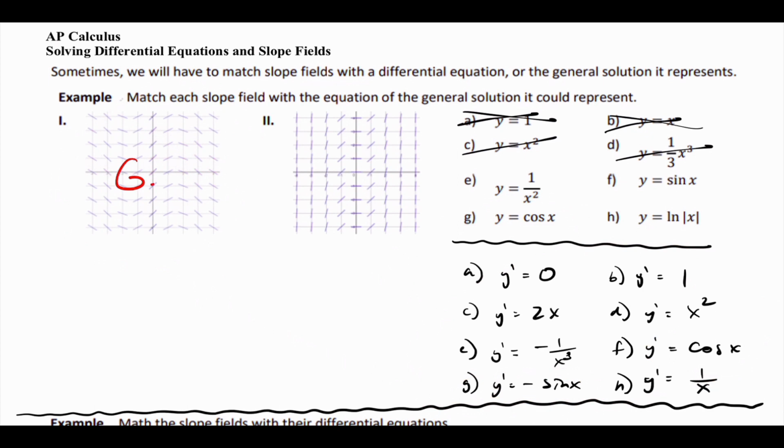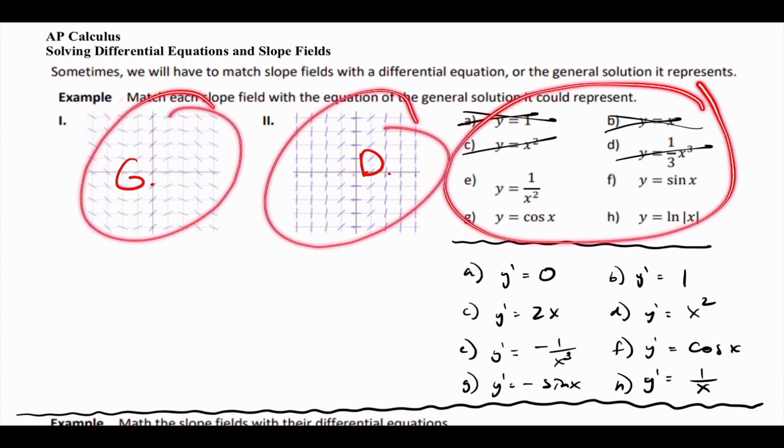Let's see. This guy over here looks like it goes like this. That's a cubic graph. I only got one cubic, right? So that one's going to be D. Okay. Now the one right below it is different. So these graphs should match these guys.